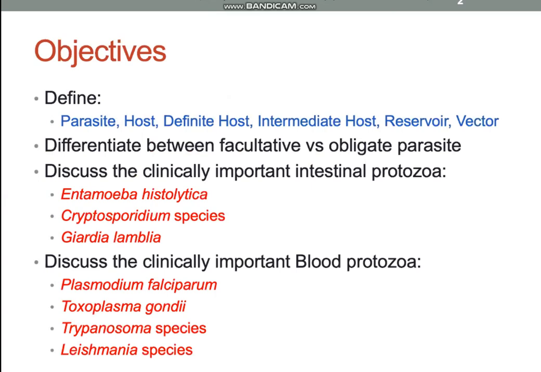characteristic features. The first three, those are intestinal. So Entamoeba histolytica, Cryptosporidium, Giardia, those all affect the GI system. And the last four here, those are systemic. Systemic means they mostly go to the bloodstream as part of their life cycle and as part of their pathogenesis as well.